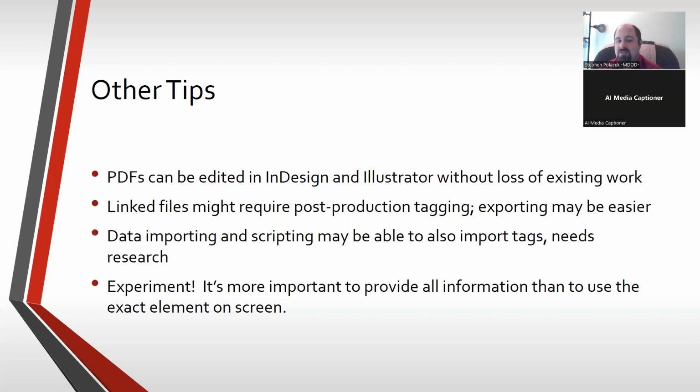And then finally, experiment. Sometimes we can't make this work, and we need to come up with workarounds. Just keep in mind that it's more important to provide all the information than to use the exact element on screen. So in the case of having to combine that text and that background into a single thing in order to treat it as an image so that I can add alt text to it, sometimes we need to do that. I can't tag the individual texts, so instead I've tagged this other thing and added the same description to it so that a blind user still gets that information.